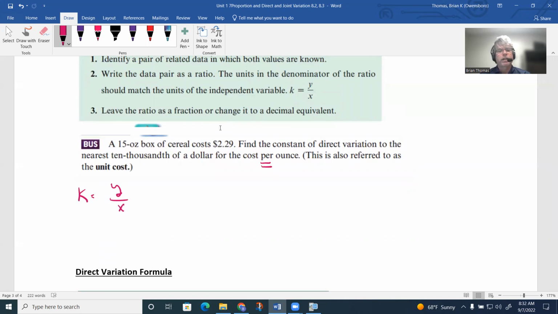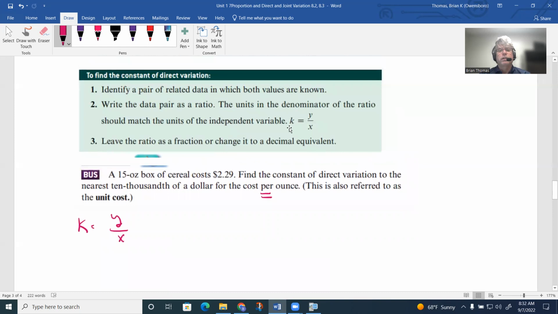So if a 15-ounce box of cereal costs $2.29, find the constant of direct variation to the nearest 10,000th of a dollar for the cost per ounce. This is also referred to as the unit cost. Okay. So again, notice that it says the units in the denominator of the ratio should match the units of the independent variable.